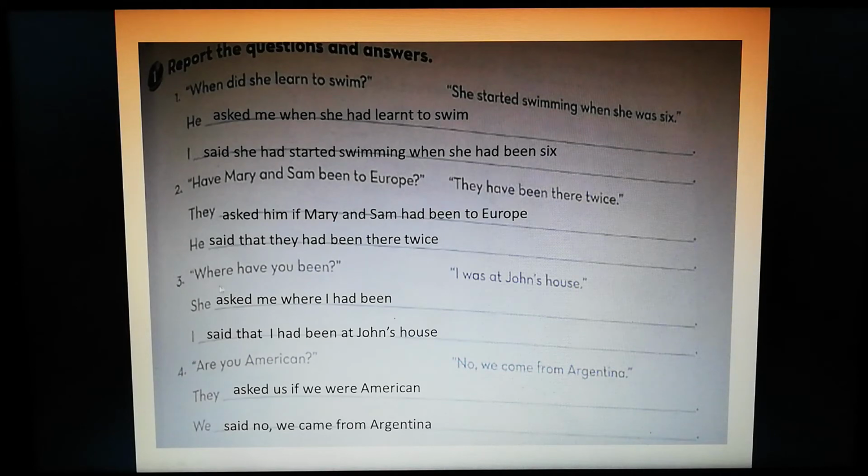Number 3. Where have you been? She asked me where I had been. I was at John's house. I said that I had been at John's house. Number 4. Are you American? They asked us if we were American. No, we come from Argentina. We said no, we came from Argentina.